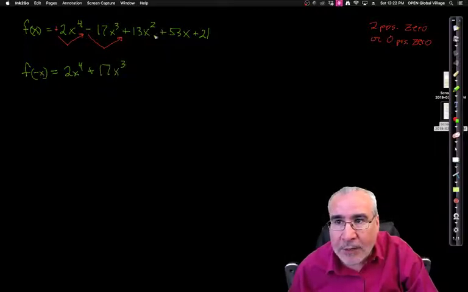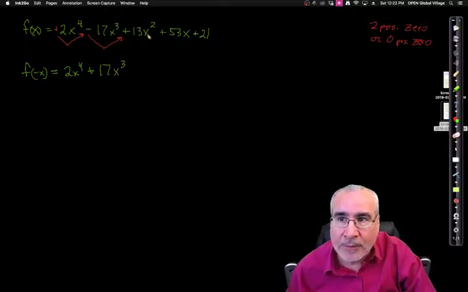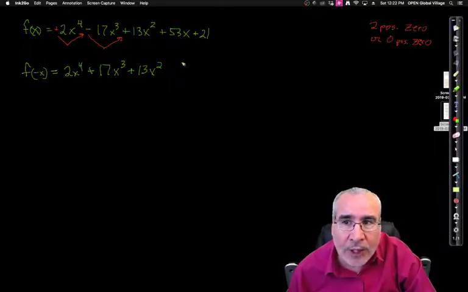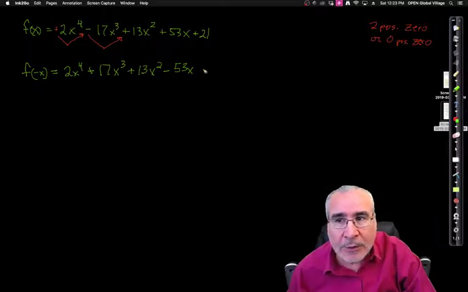When I put the negative in for this term, I've got an even exponent, so it's not going to change sign. It's going to stay positive. And when I put it in for this term with the 53x, I get a negative to the first power. That's an odd. It will change sign. So this becomes a minus 53x. And of course, the constant term has no place for a variable, so it just remains plus 21.